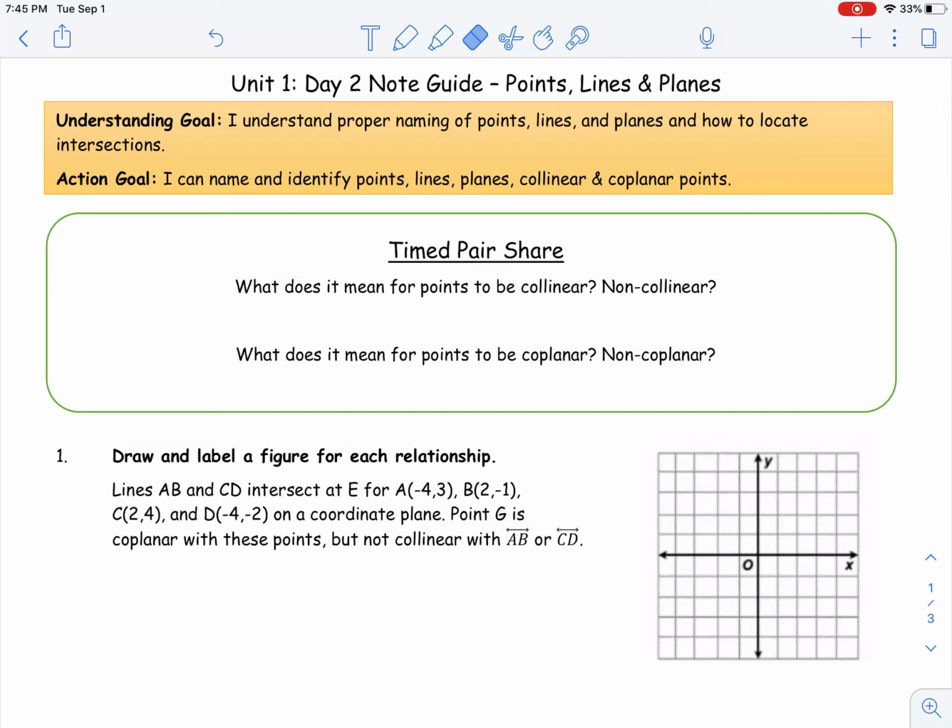This is still lesson 1.1, points, lines, and planes, but we're going a little bit deeper, day 2 here. So I just wanted to first talk about being collinear, because we're going to get into being non-collinear today. Collinear means sharing a line. Non-collinear means they do not share a line. I'm going to put like 3 points that don't share a line.